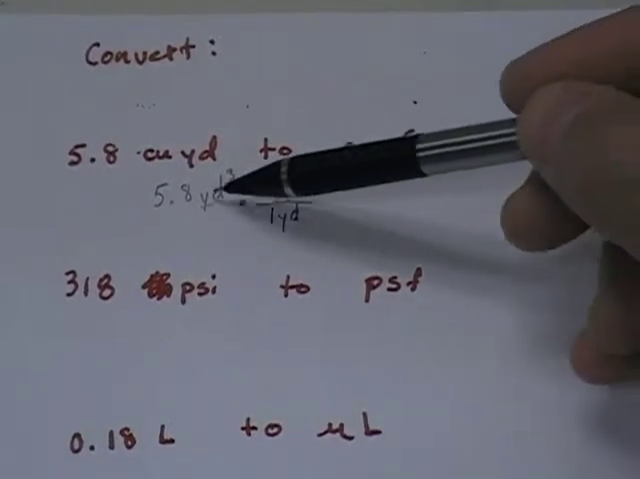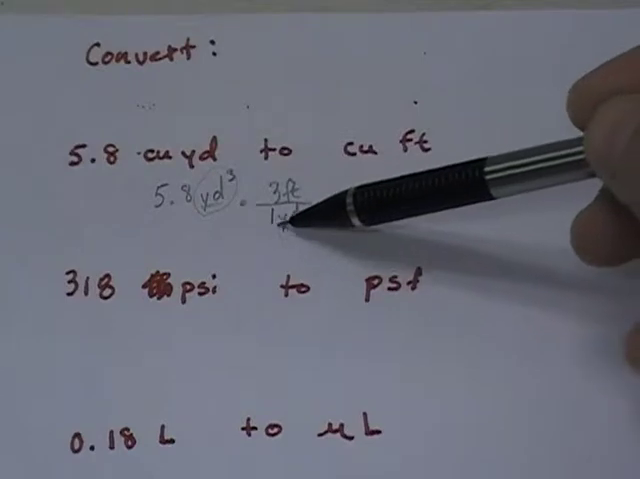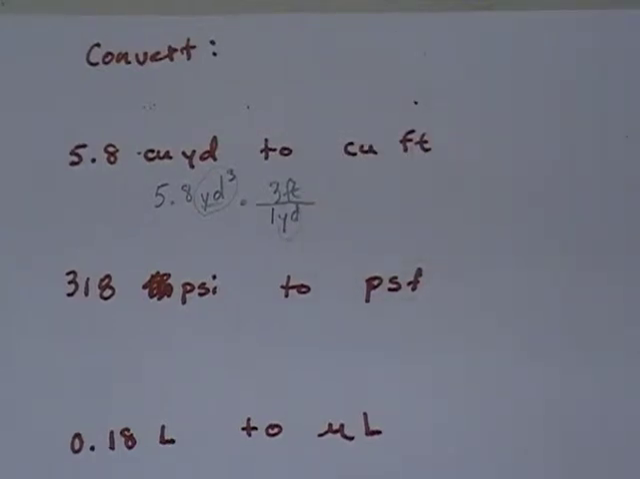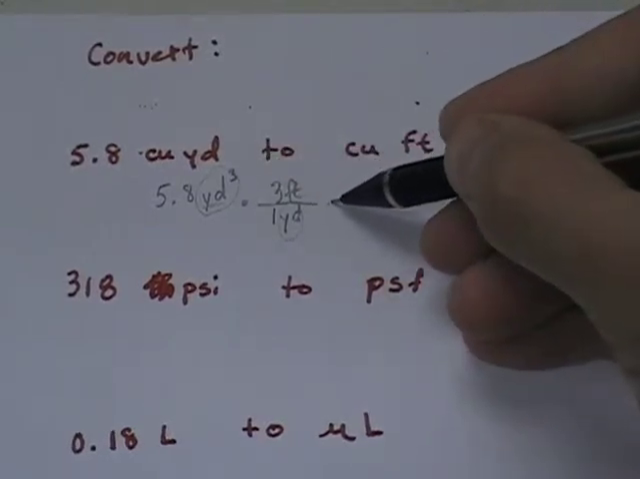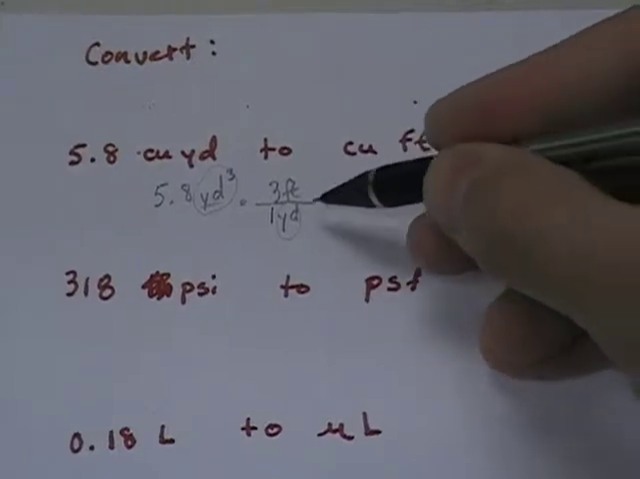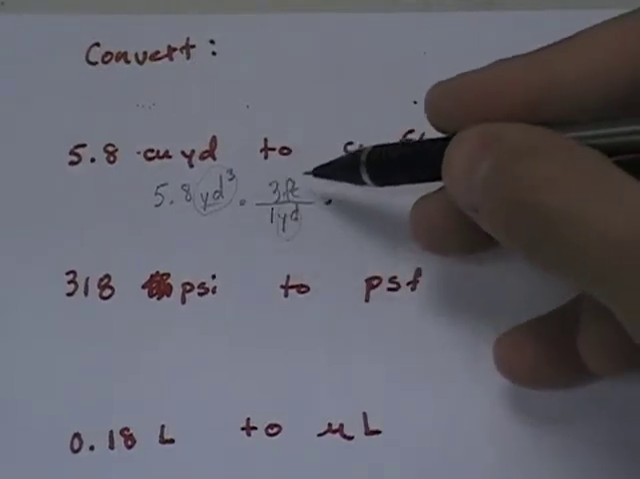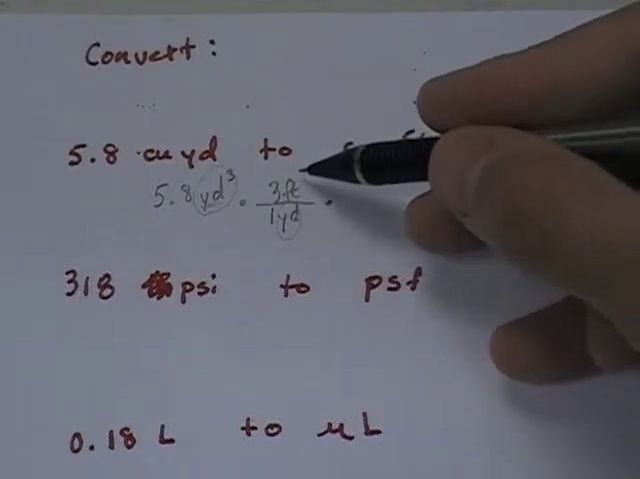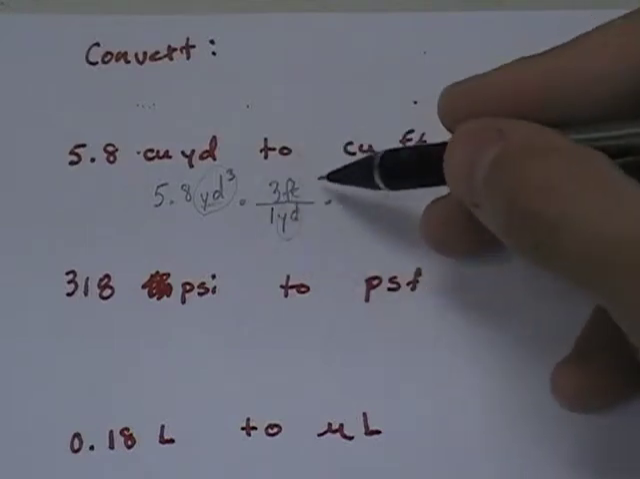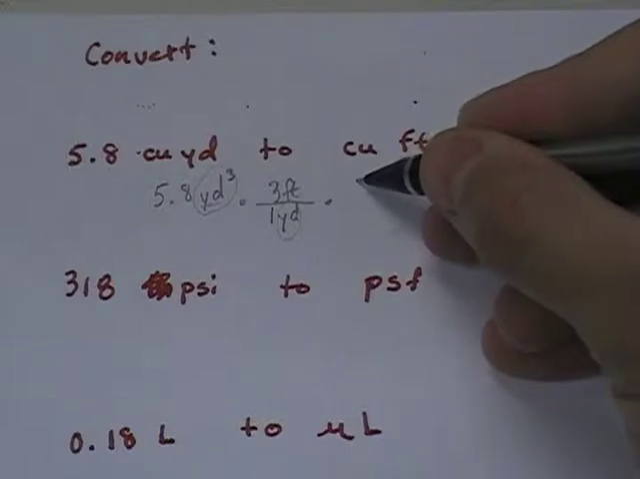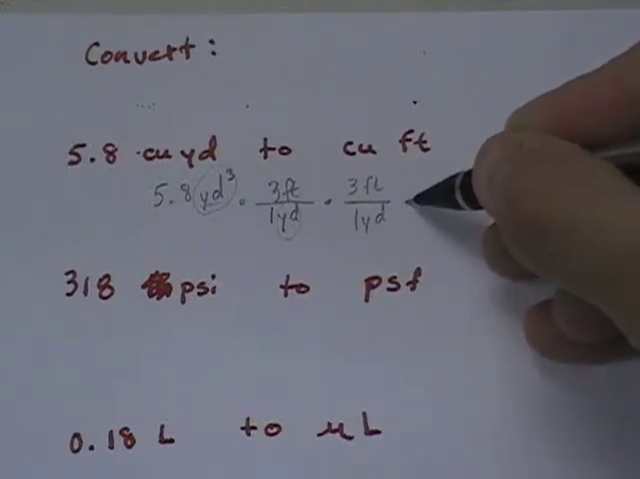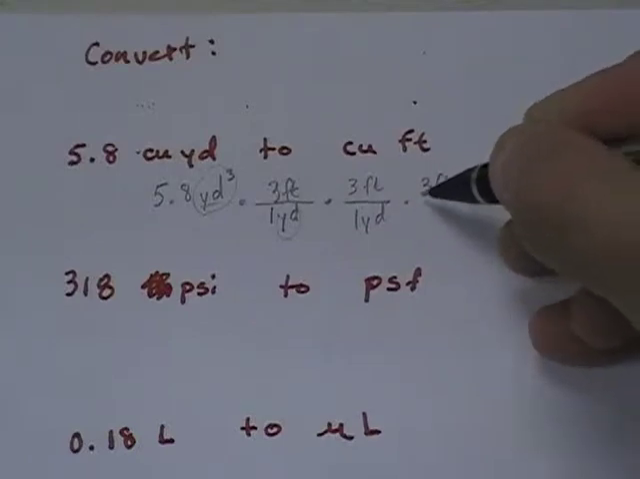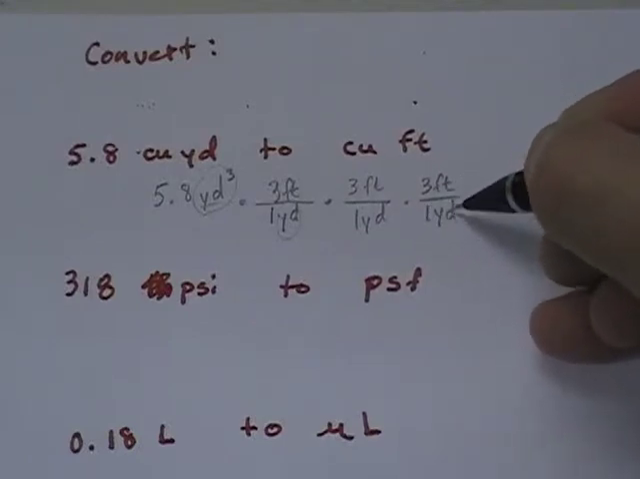Now the problem is this is yards cubed and this is yards. They don't cancel out. I want them to cancel out. So in this particular instance, I have yards cubed and I have yards on the bottom. I need to end up with yards cubed on the bottom. So I'm going to take this unit fraction, 3 feet over 1 yard, and 3 feet is equal to 1 yard. So this is really just multiplying by 1. I'm going to write it again, 3 feet, 1 yard. And I'm going to write it a third time, 3 feet and 1 yard.